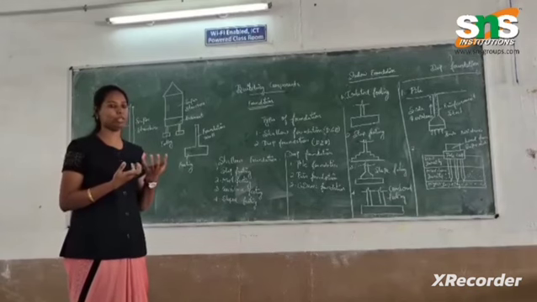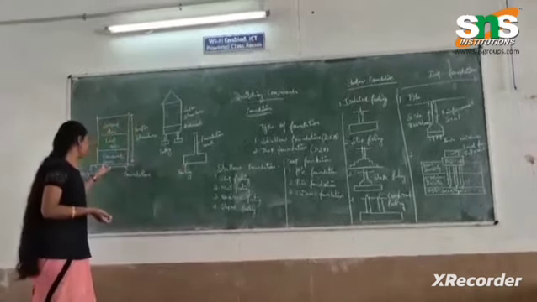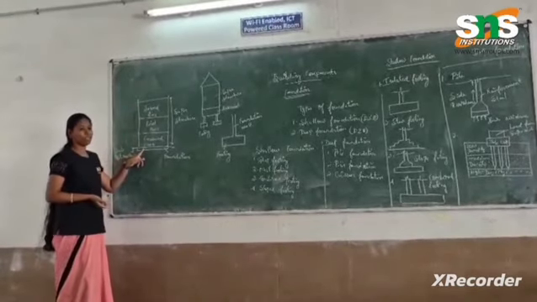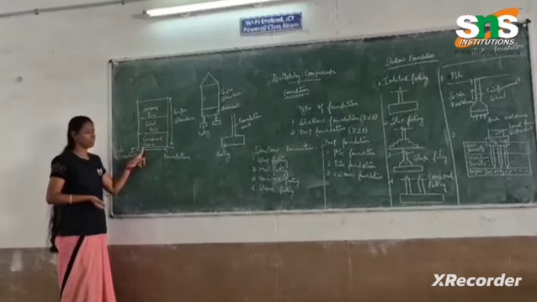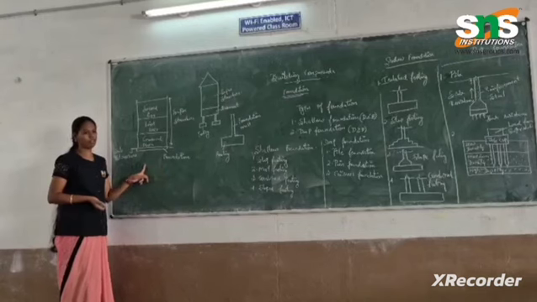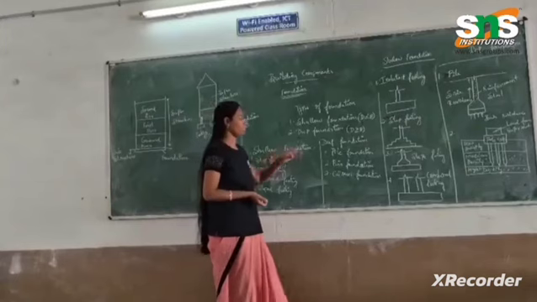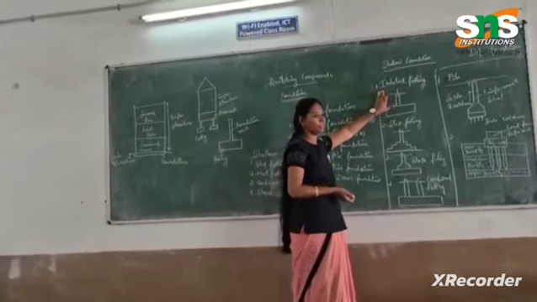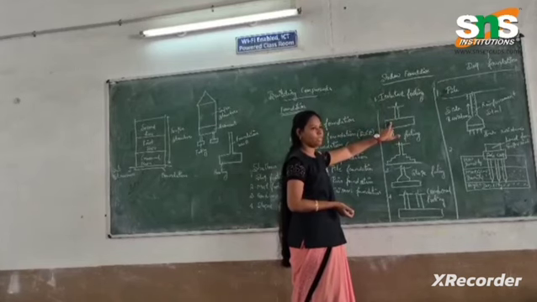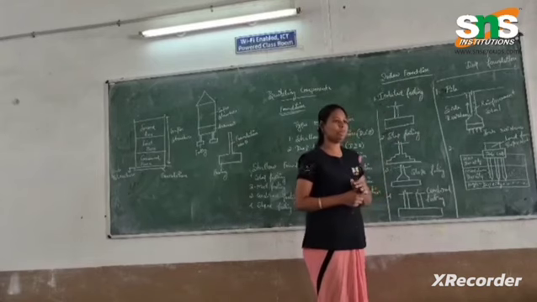Transferring the loads from the superstructure to the ground surface. The load which is coming from the superstructure is transferred to the foundation. Next, the foundation transfers the load to the ground surface or the soil surface. This is the main thing in foundation. These are the types. First one, isolated footing. Isolated footing means only one footing is given. This kind of footing is provided in small buildings.